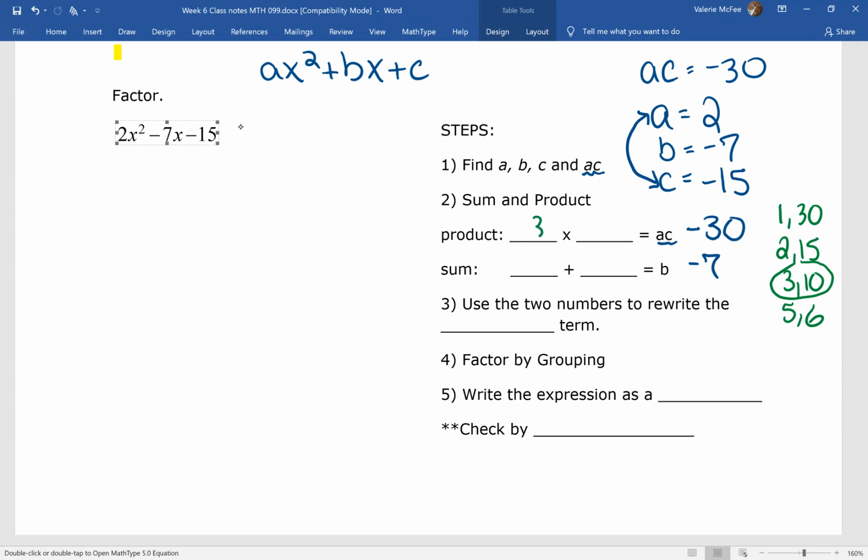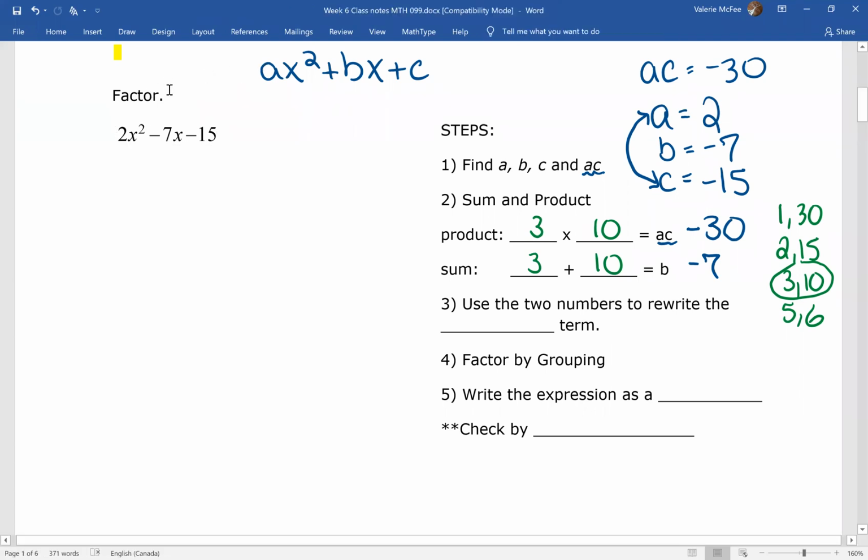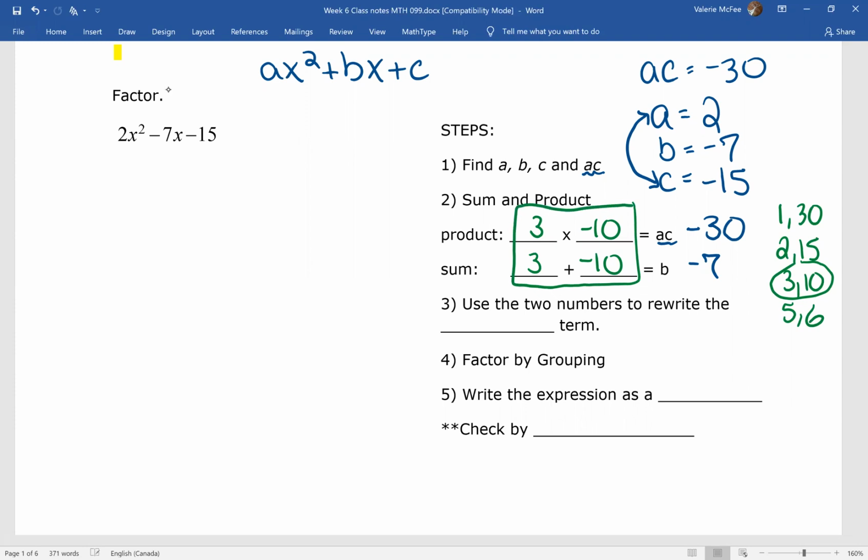We know that 3 times 10 is 30, and 10 minus 3 will give us 7. But how do we get a negative 30 and a negative 7? I need the 10 to be negative. The key is that you want the same numbers in both of these questions. If you don't know how to do this, you need to go back to last week's lectures and the worksheets that I've posted in the class Moodle page and practice these, because without this, it's going to be very difficult to factor.